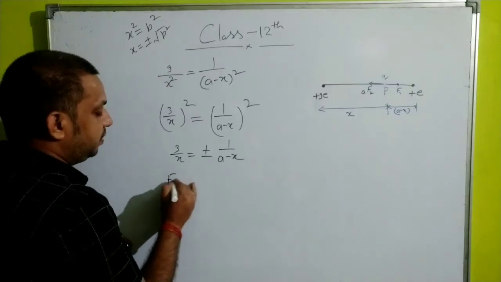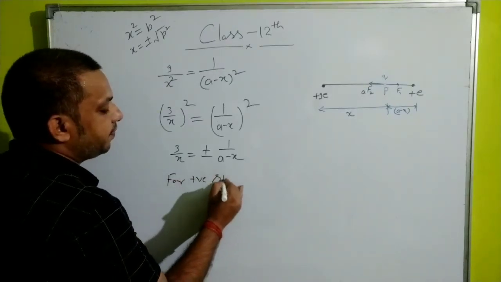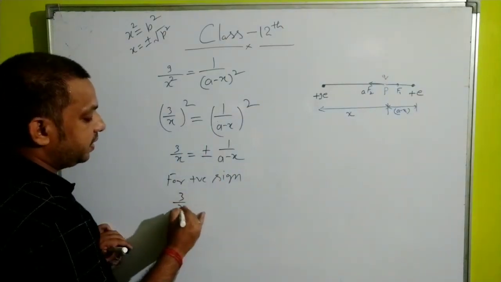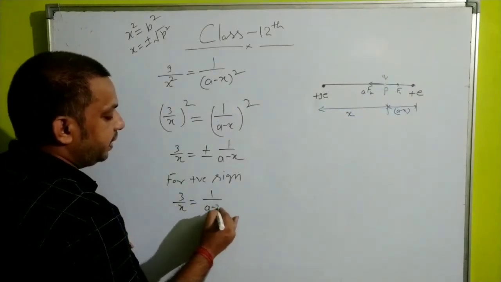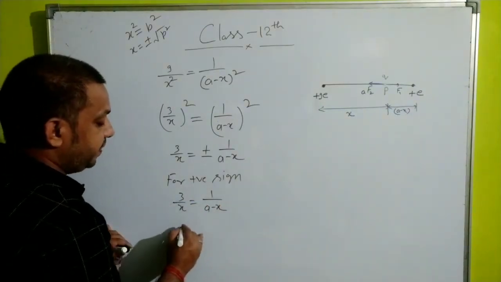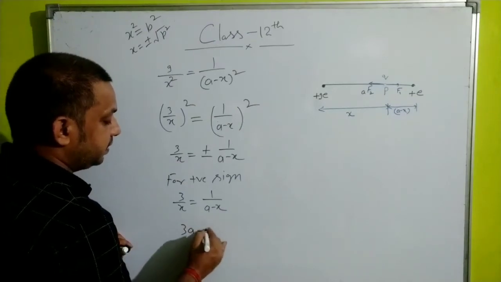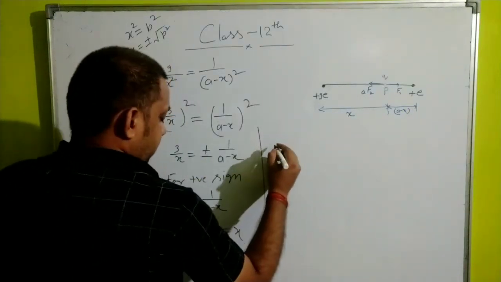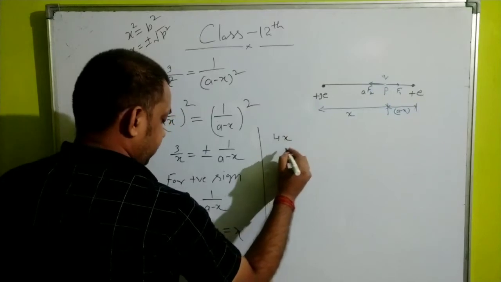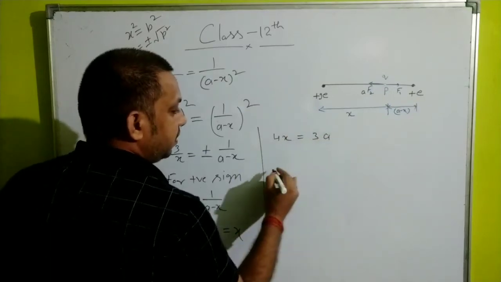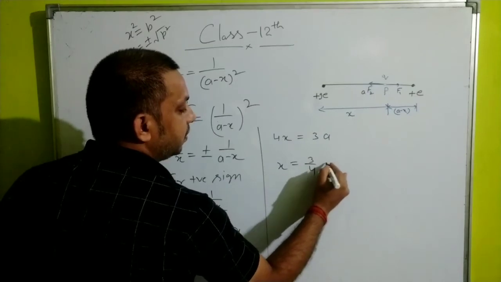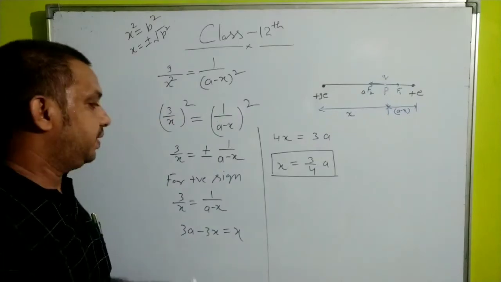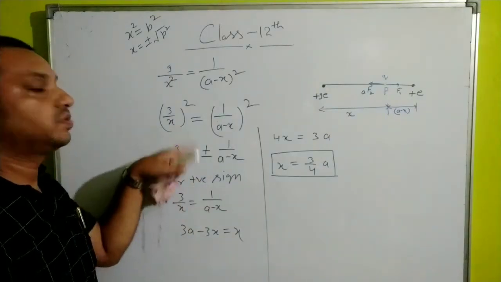Clear? So for the positive sign, you have to take one by one. First I am taking the positive sign. So 3 by x is equal to 1 upon a minus x. Just cross multiply. So you will get 3a minus 3x is equal to x, or you will get 4x is equal to 3a, or x is equal to 3 by 4 a. So this is your first answer. x is equal to 3 by 4 a when you are taking the positive sign.